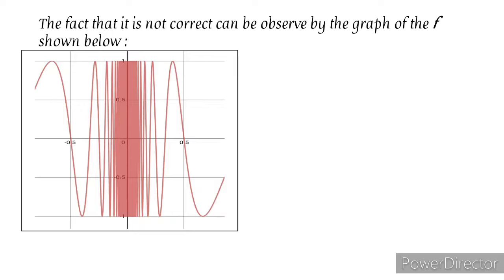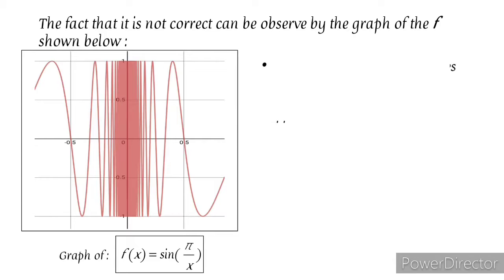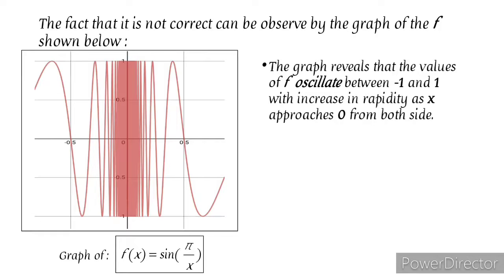The fact that it is not correct can be observed by the graph of the f shown below. Observe the graph carefully. The graph reveals that the values of f oscillate between minus 1 and 1 with increase in rapidity as x approaches 0 from both sides. Hence, we conclude that the limit in this case does not exist.